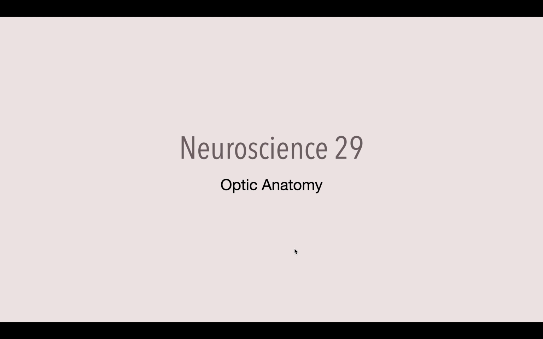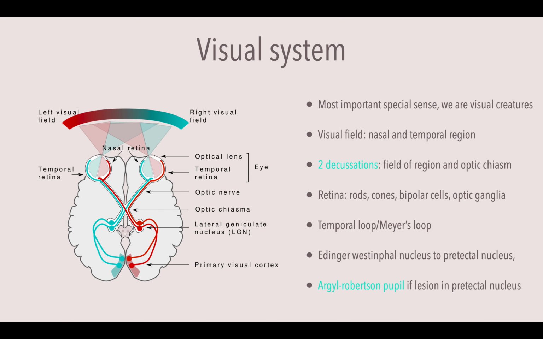Hey everybody, welcome back to Neuroscience. Today we're going to switch topics and go right into optic anatomy. So, the visual system is the most sophisticated in humans.